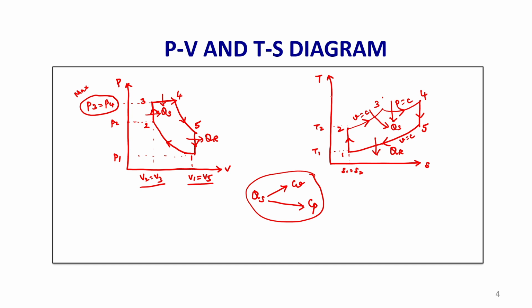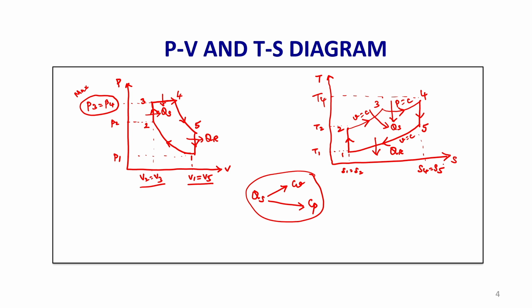Because this is the maximum temperature, since first heat addition is from 2 to 3 at constant volume, then from 3 to 4, so point 4 is above 3. This is the maximum temperature. Let me extend this line. Because 4 to 5 is an isentropic process, similar to 1 to 2, entropy at 4 is equal to entropy at 5.